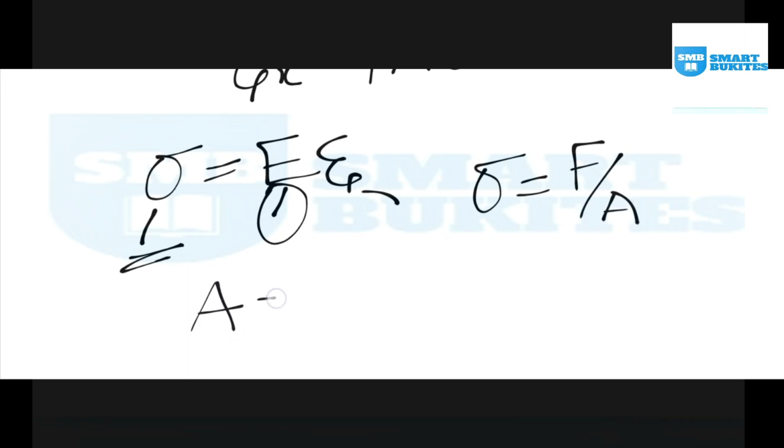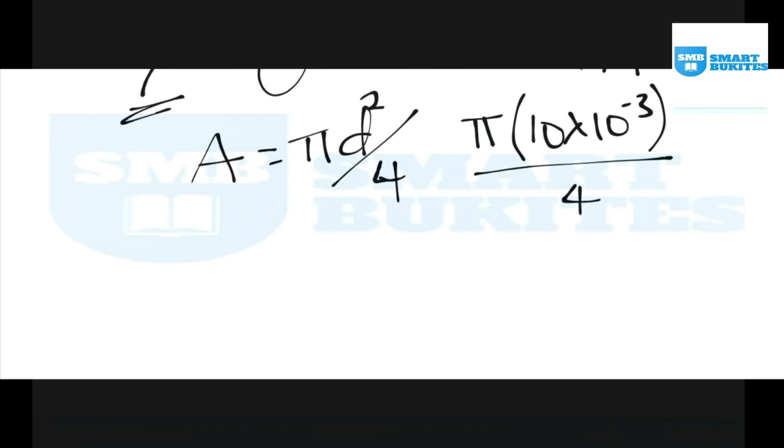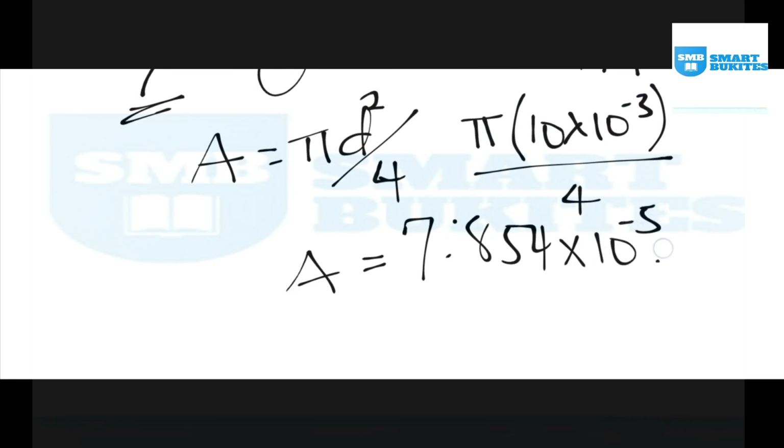We know that area is equal to pi d square over 4. We have the diameter given from the question, therefore we can say pi multiplied by 10 times 10 to the power of negative 3, since it's in millimeters, squared, divided by 4. Calculating this correctly, you will see that the area is equal to 7.854 times 10 to the power of negative 5 meters squared.